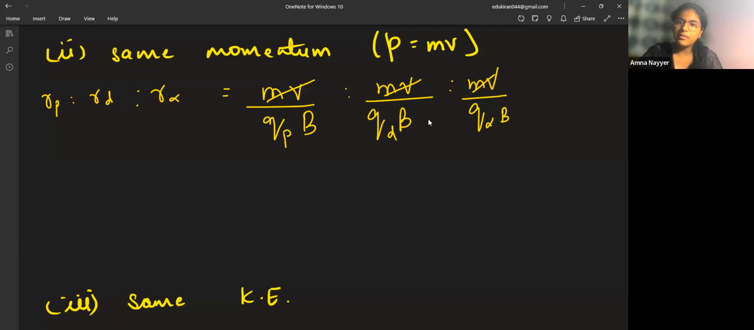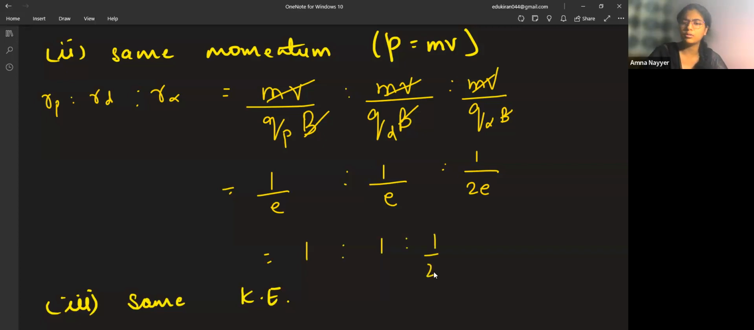Fine. Now the magnetic field will also get cancelled. So what are we left with? 1 by the charge. This becomes 1 by e, this also becomes 1 by e, and this becomes 1 by 2e. So what is the ratio? 1 is to 1 is to half, 0.5 you can also write. Fine. This is the way you have to solve the question.